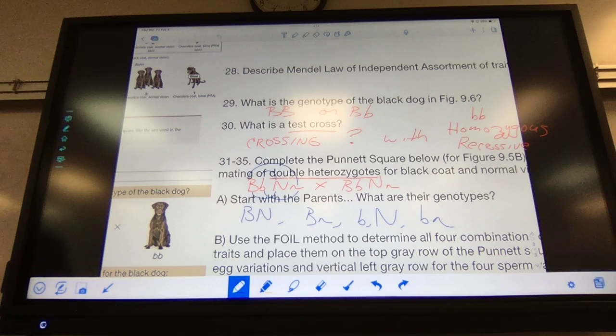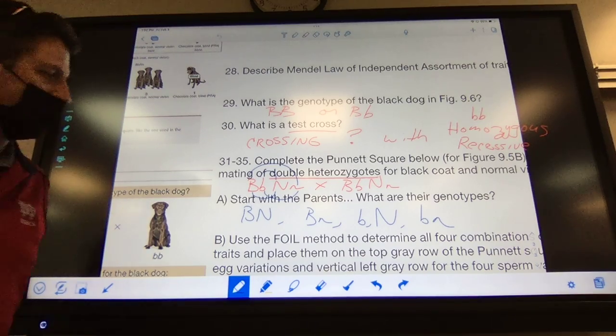Remember 2 to the nth power from another class? How many gene combinations are there? 2 means that there's always 2 options, dominant or recessive. N means the number of chromosomes. So for humans, that's 2 to the 23rd power. All 23 chromosomes are inherited separate from other chromosomes. They're not all going to go in the same direction.